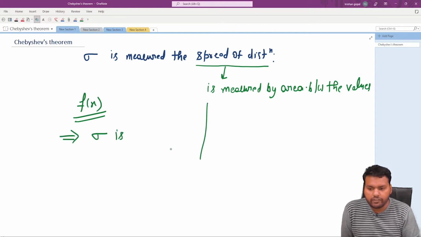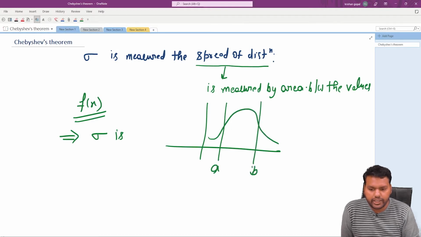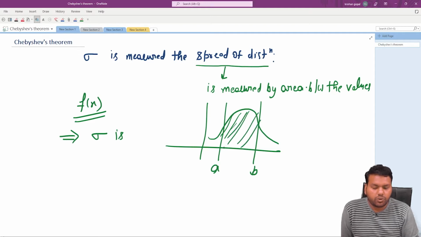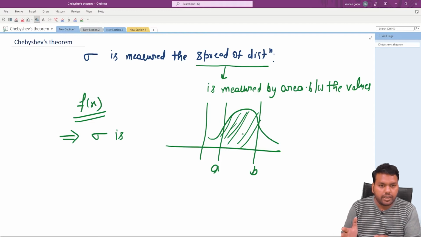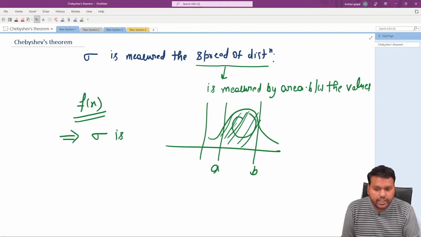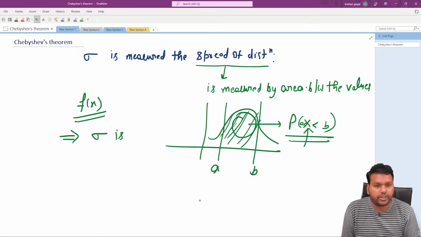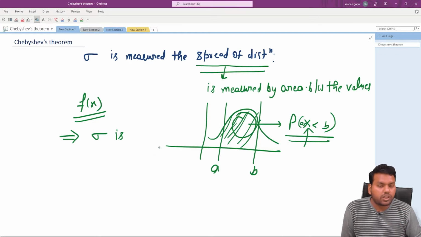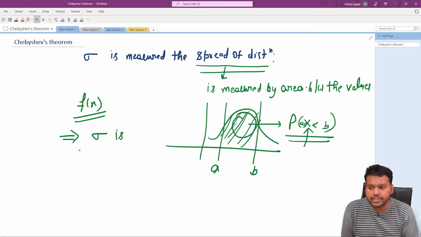Let us suppose we have a distribution whose shape is like this, and we have value A here and value B here. The area under the curve between the values A and B is actually the probability of X between A and B, for this random variable. So I mean to say, if sigma measures the spread of a distribution, then sigma is also controlled by two values, A and B.